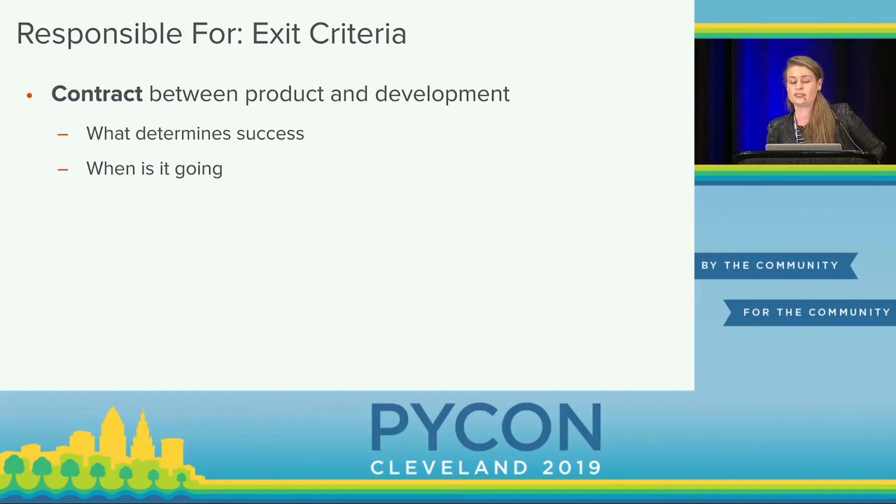The next thing we can talk about is exit criteria. So this is kind of a contract between product and development that determines what's the success of the feature flag and when can it be removed from the code base. That's something that you should be giving the rollout team.